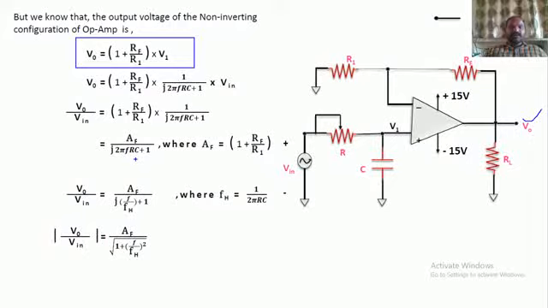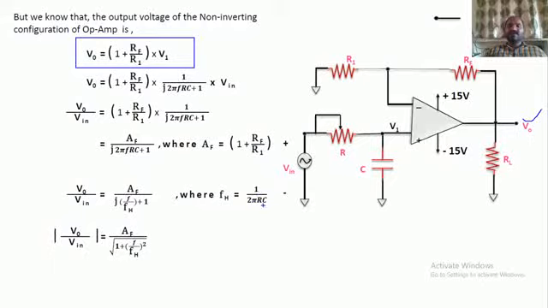In the next step, I'm rewriting this denominator in terms of 1 by 2 pi RC. I'm assuming that term as FH. Actually, RC is a time constant, and the reciprocal of RC is a frequency. RC is actually a time constant.